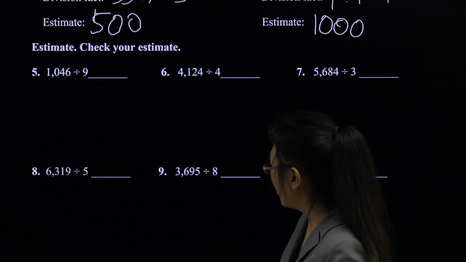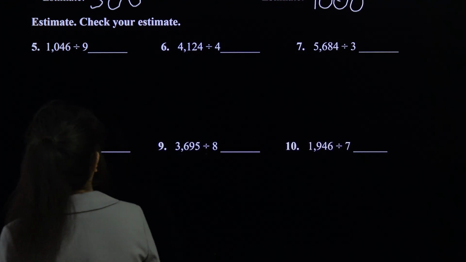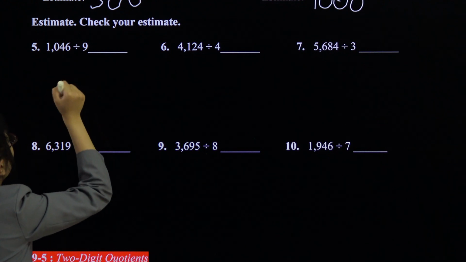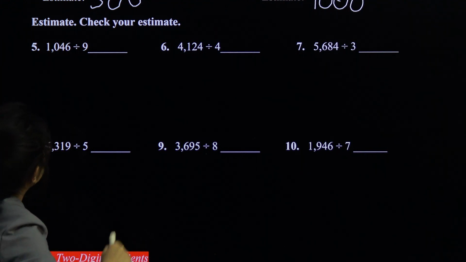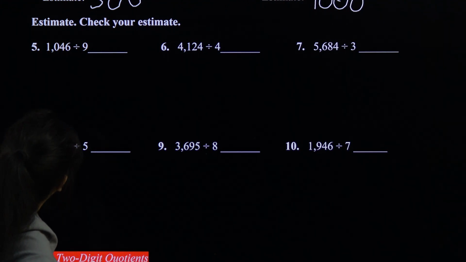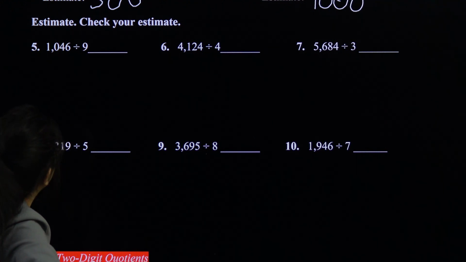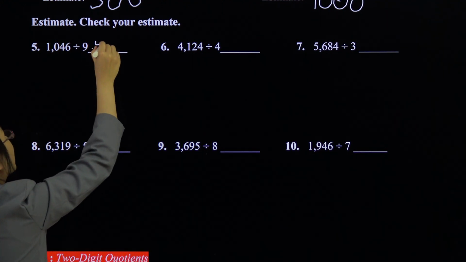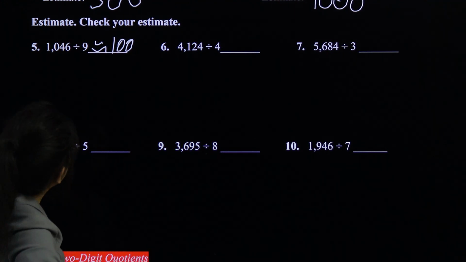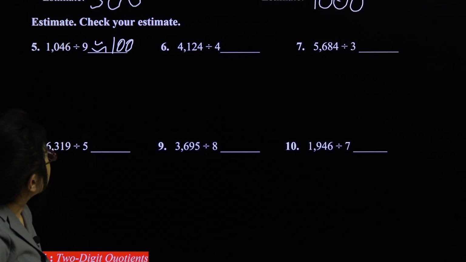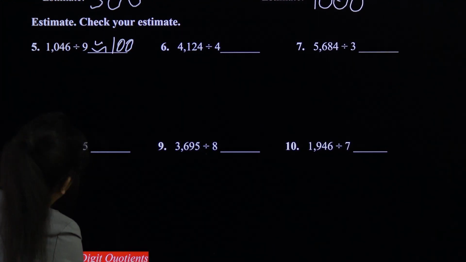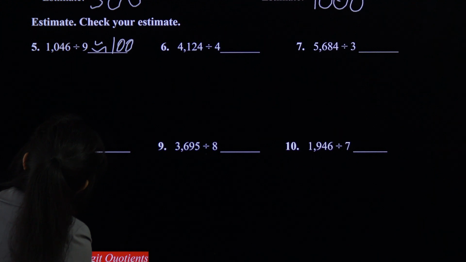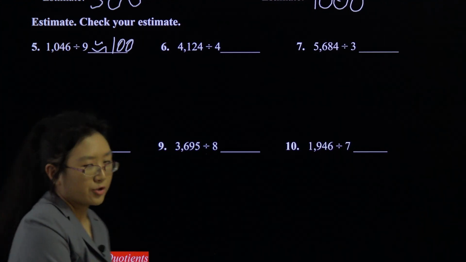Now we're going to do some more estimation while checking our estimate. So 1,056 divided by 9. Okay, so I mean 10 is close to 9, so this would be approximately 100. Even though it's honestly closer to 111. Actually, no. It's closer to 116. The actual answer is 116 remainder 2.